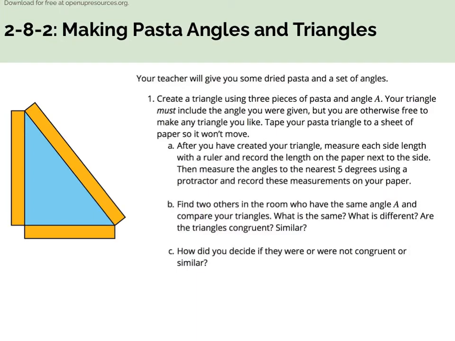This is kind of what it looks like on page 67 and also 68. Your teacher will give you some dried pasta and a set of angles. Create a triangle using the pieces of pasta and angle A. Again, we're not doing this activity, but if we had been in class, we would have done it. It's actually a lot of fun, but we'll point out what we are supposed to learn from this in a second.